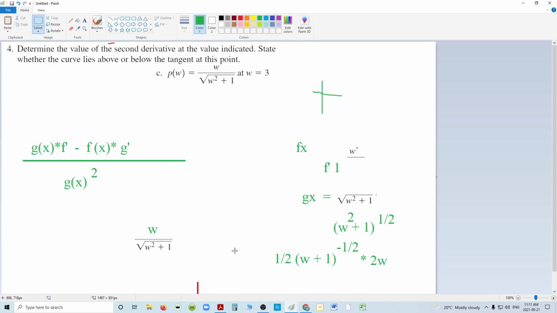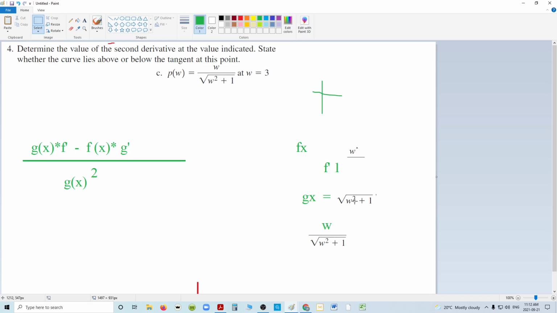So this is the first derivative. W squared plus 1, to the negative half, means it goes down to the denominator, and the half means square root. The 2w stays on the numerator, but the 2 over here is on the denominator, and that's why we're left with a w. So this is the derivative of the denominator function. And you can see how complicated it gets, right?